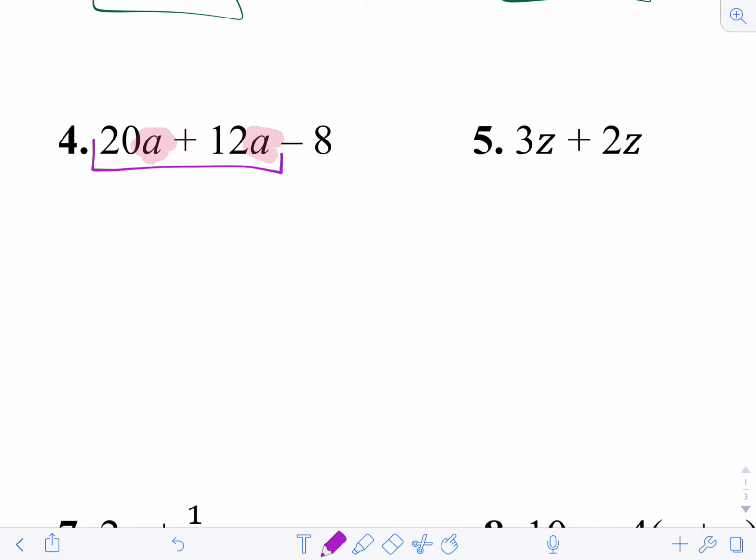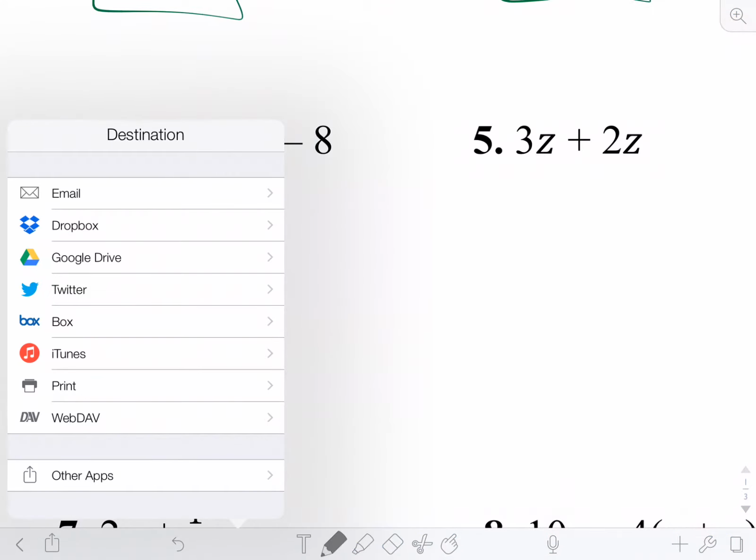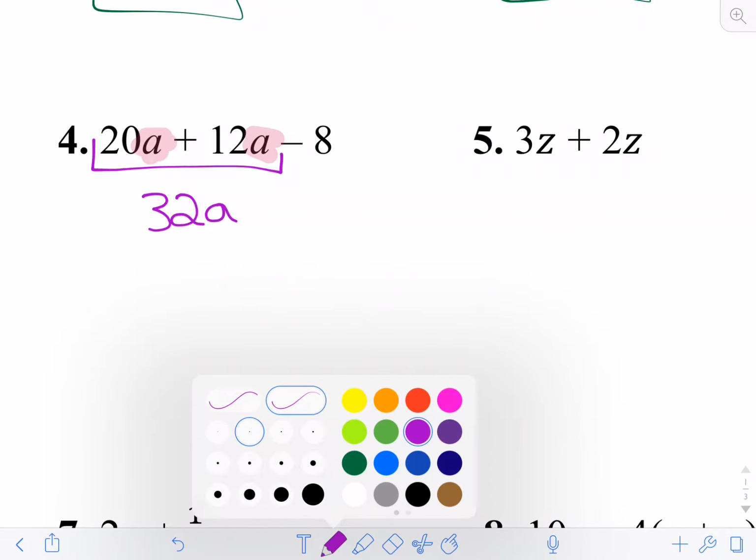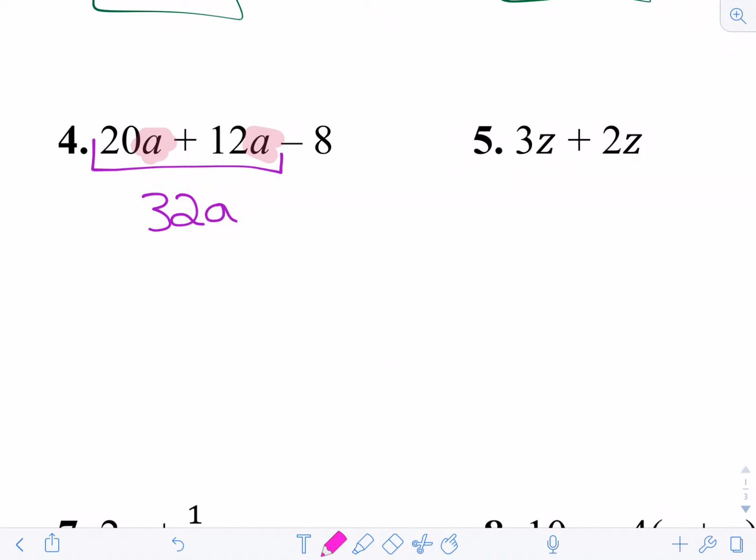And whenever we add those together, 20 plus 12 will give me 32, so I have 32 apples, or 32a, and then I just have this minus 8 that's hanging out here by itself. It doesn't have any variable with it, which means it doesn't have a letter to be able to combine with that, so I'm just going to put here that I have minus 8.